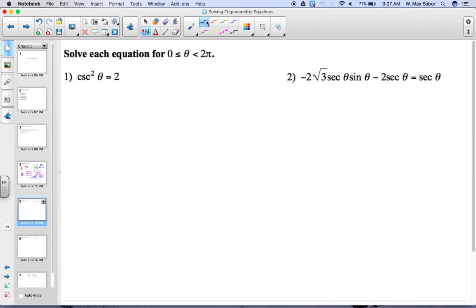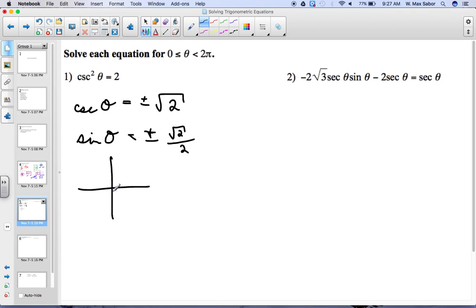An extra level of difficulty in trig problems is to have more things going on. Here we have cosecant squared, so if we take plus or minus the square root of both sides, we get cosecant of theta equals plus or minus the square root of 2. Then, by the reciprocal identity, sine of theta equals the reciprocal of square root of 2, which is square root of 2 over 2.